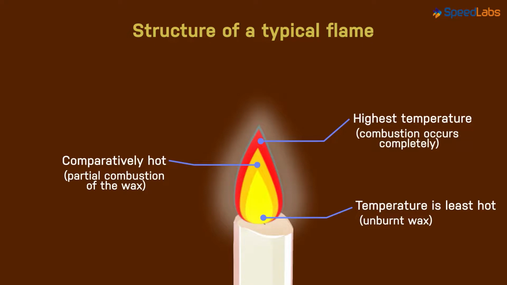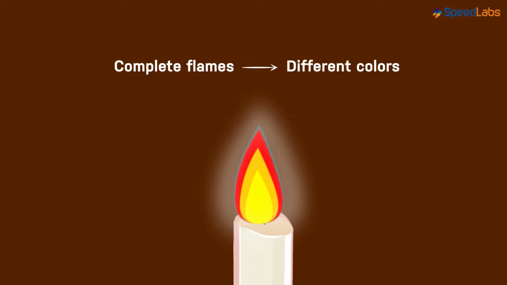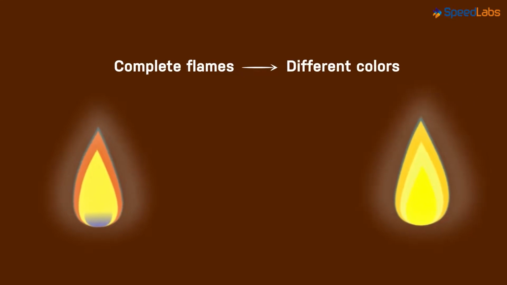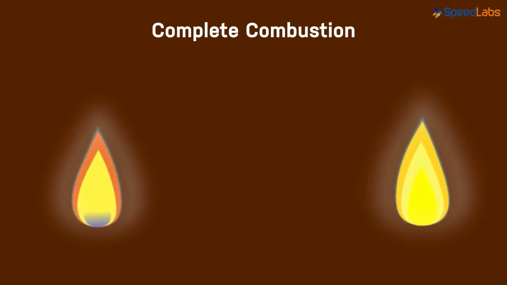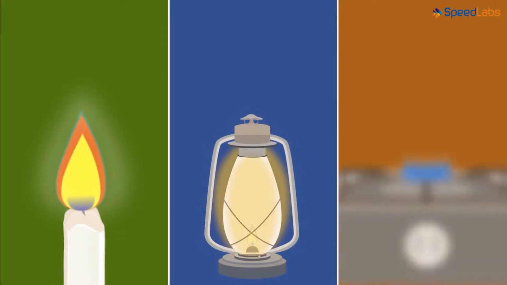Now, just like the various areas seen here, you must have observed that complete flames also come in different colors. To be precise, flames are either seen in blue or bright yellow color. Do you know why this happens? Well, the answer to this question also lies in the concept of complete combustion. Let us take the three examples that give us flames on burning. A candle, an oil lamp and a gas stove.